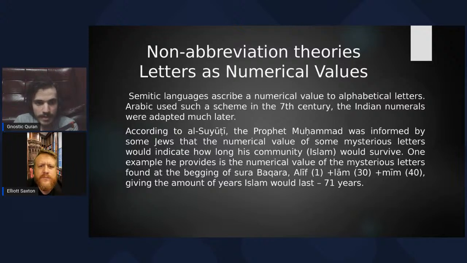So yeah, and there's some tradition in the Suiti book which states that there were some Jews who would pick up the Quranic text and see these letters and say, "Oh, this is actually gematria. You can combine it together and get the numbers." And in that case, the Alif Lam Mim would correspond to 71 years, which Islam would last, according to these Jews.